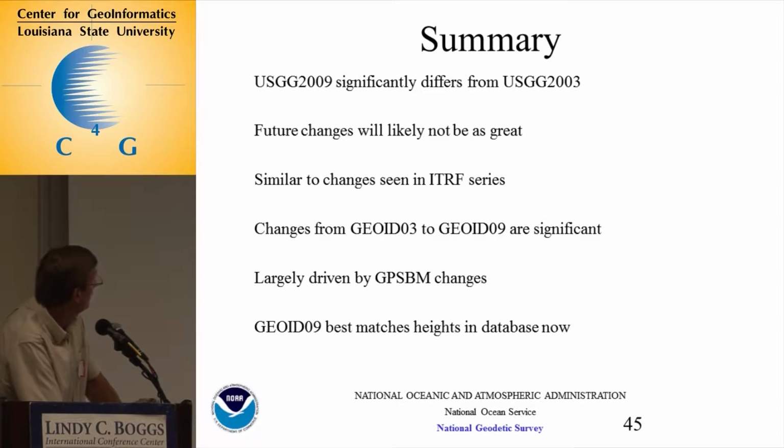03 to 09 are significant. Well, if this is significant, things you'd expect to see that would be significant, but for the most part, between 03 and 09, there are so many more benchmarks in 09 that you're going to see that change. Likely driven by the GPS benchmark changes, that's what he was saying. 09 has much more consistent ellipsoid heights on it than the 03 could have available to it from the readjustment. And then the 09 best matches heights in the database now.